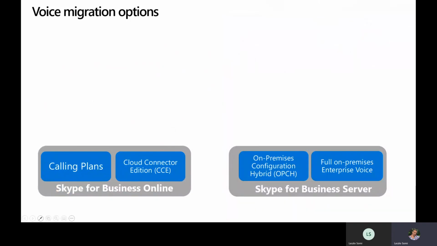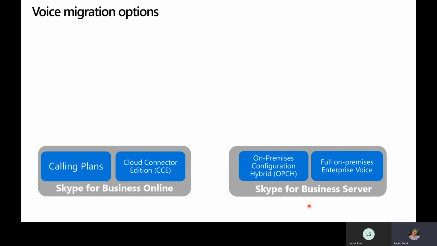Skype for Business Online has 2 voice options natively online. One is Microsoft Calling Plans, where Microsoft is your telephony provider, or you deploy Cloud Connector Edition, or CCE, where you connect a Skype for Business Online user to an on-premises voice topology. It runs on a virtualized environment. We had partners who provided equipment for this. It connects an on-premises SIP trunk to the user's Office 365 account.